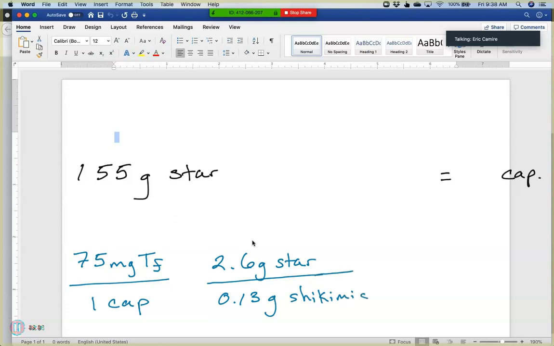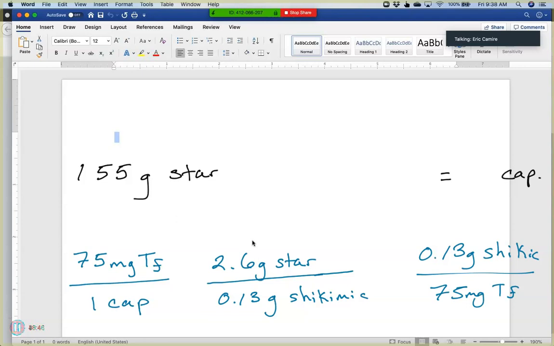And this one's a little bit of a stretch, but if star anise and the shikimic acid, actually, my bad, and then 0.13 grams of shikimic acid. Sorry, guys. I'm getting a little ahead of myself. We also know that 0.13 grams of shikimic acid is in 1 75 milligram dose of Tamiflu.